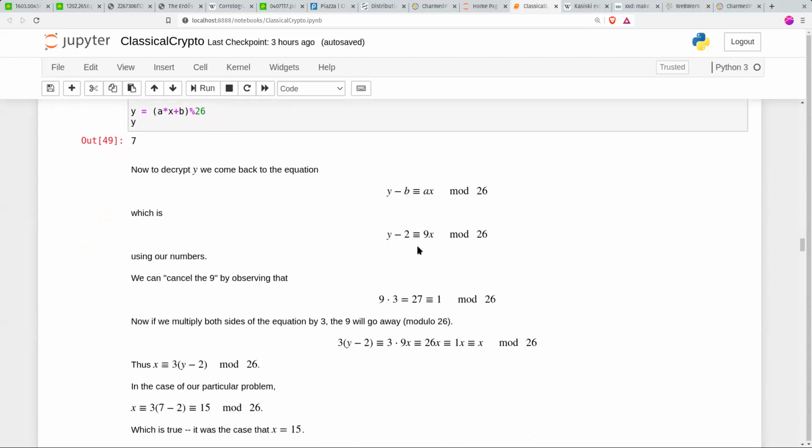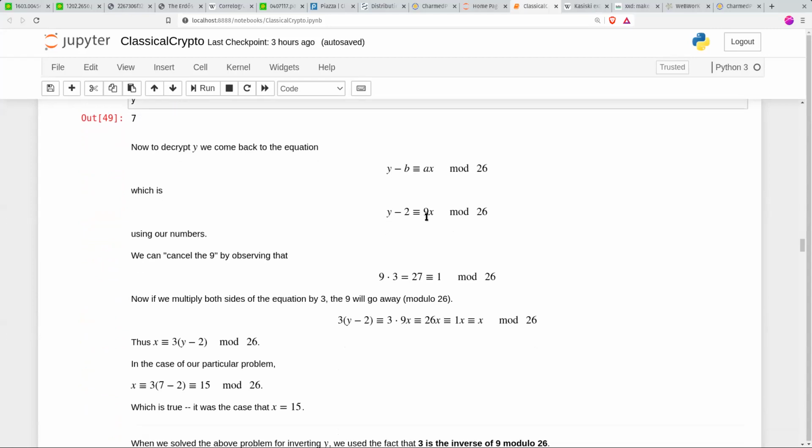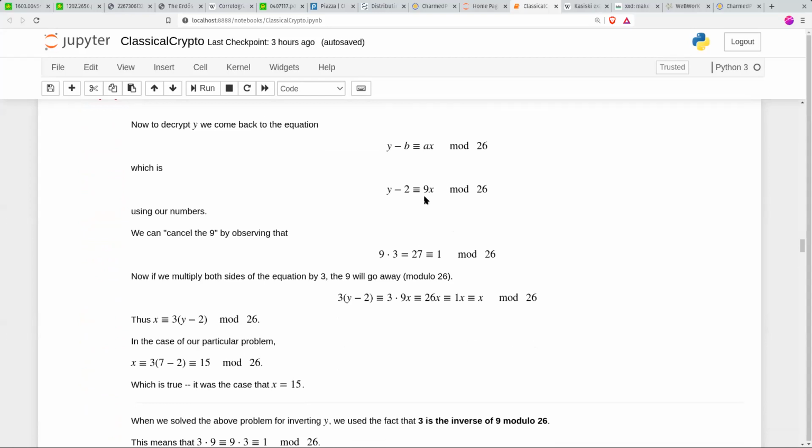So now that equation we were looking at just becomes this expression: y minus 2 is congruent to 9 times x mod 26. Now we want to cancel the 9. It turns out you can cancel 9 by multiplying both sides of this equation by 3, because 3 times 9 is 27, but the remainder when you divide 27 by 26 is 1. So 3 times 9 is 1. So it's like dividing by 9 is multiplying by 3, modulo 26.